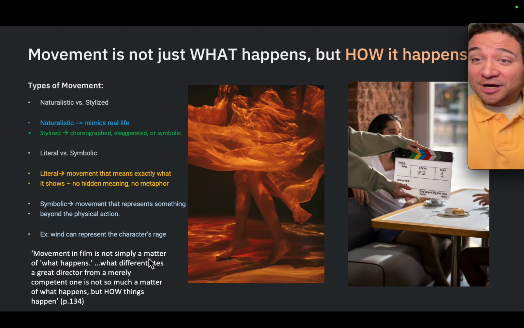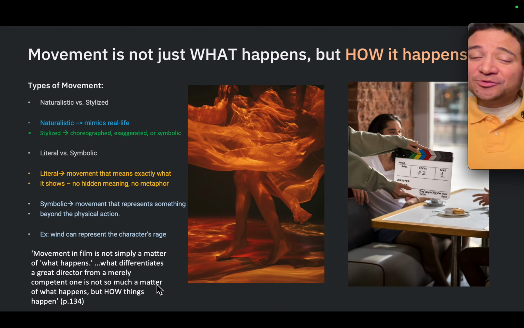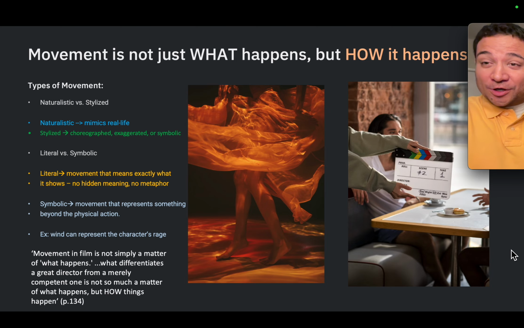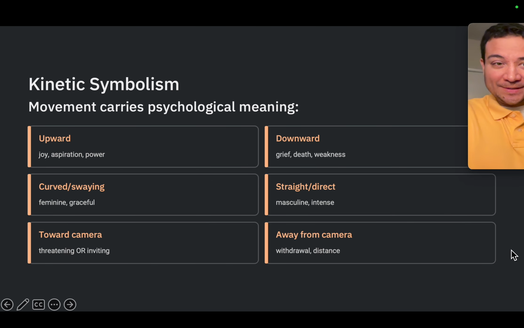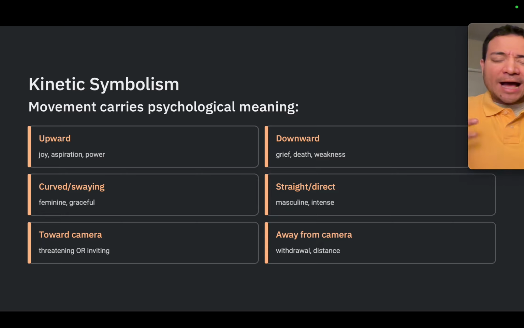Movement in film is not simply a matter of what happens. What differentiates a great director from a merely competent one is not so much a matter of what happens, but how things happen. So, once again, directors are intentional with the types of movement that they employ within their work. Interestingly enough, when we have this movement, there's a psychological meaning that it evokes.